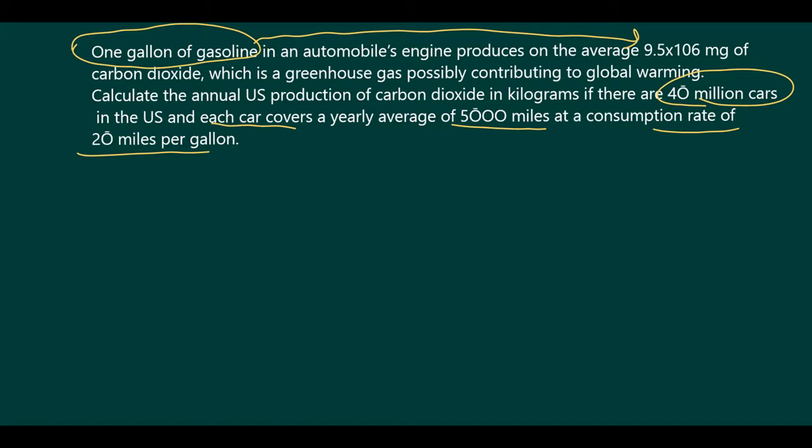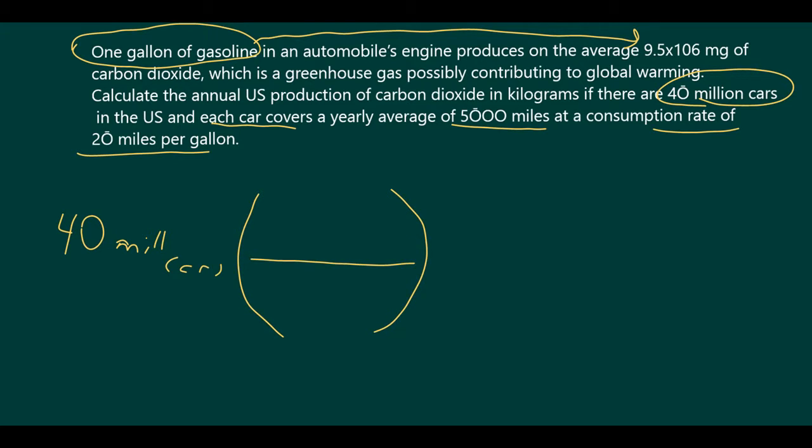So when we go to do this problem, since we have a lot of relationships, even though this is a little more complicated than a typical factor label, we can actually use factor label to solve this problem. So we would start with our 40 million cars out in front. I'm going to just make up my own abbreviations for this. So we have 40 million cars to start with.